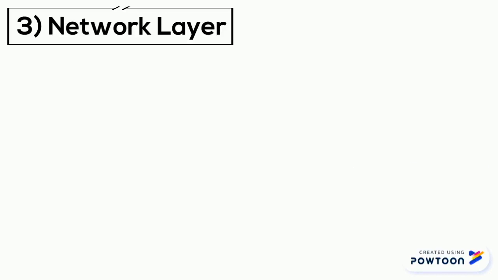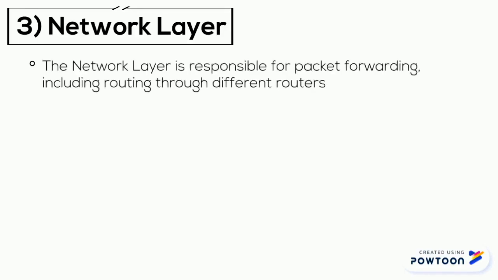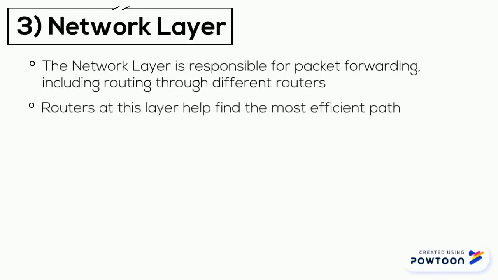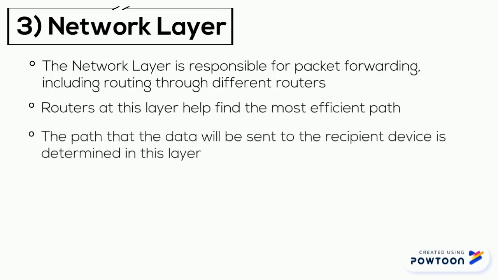In its most basic sense, this layer is responsible for packet forwarding, including routing through different routers. Routers at this layer help find the most efficient path. The way that the data will be sent to the recipient device is determined in this layer.